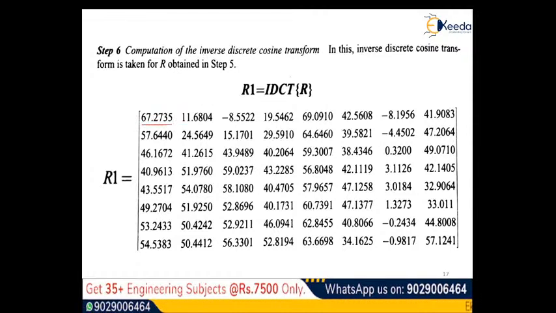We have 67.2735, the first row first column element, then 11.6804, minus 8.5522, 19.5462, 69.0910, then 42.5608, minus 8.1956, 41.9083 here.